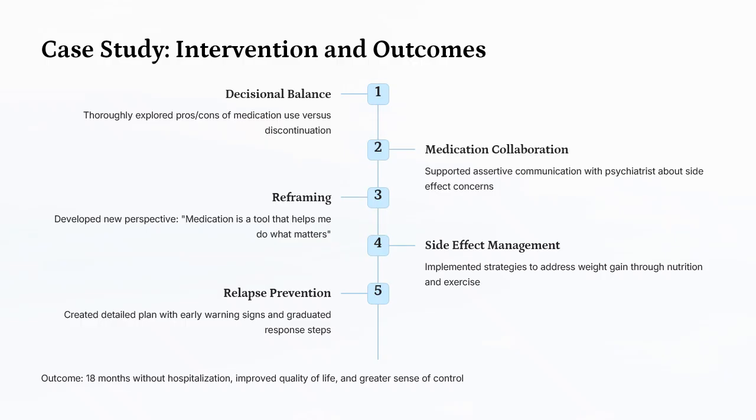4. Side effect management: implemented strategies to address weight gain through nutrition and exercise. 5. Relapse prevention: create a detailed plan with early warning signs and graduated response steps. Outcome: 18 months without hospitalization, improved quality of life, and greater sense of control.